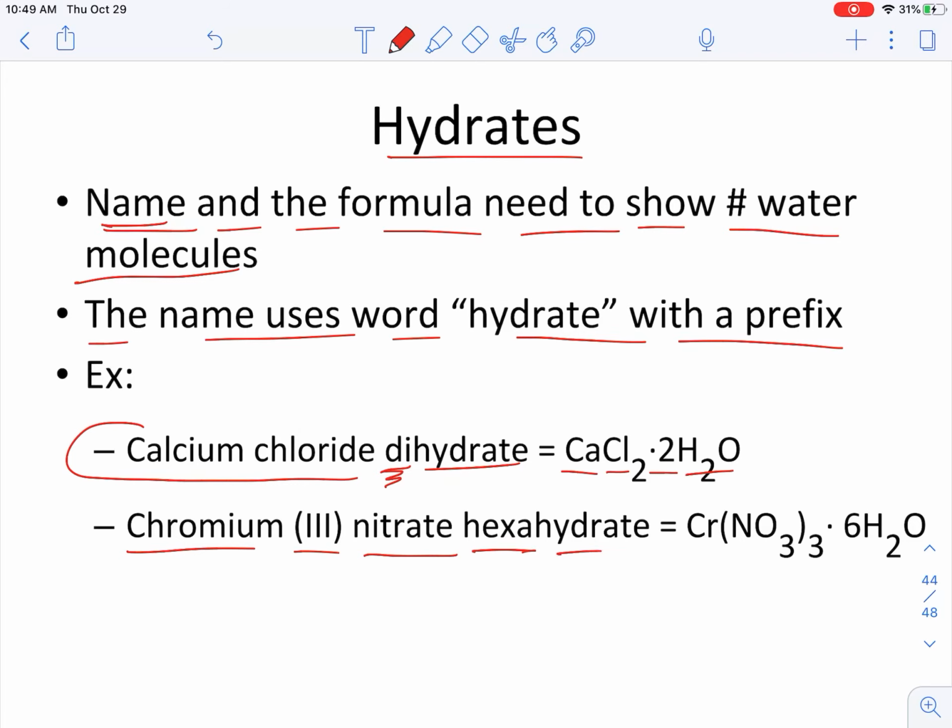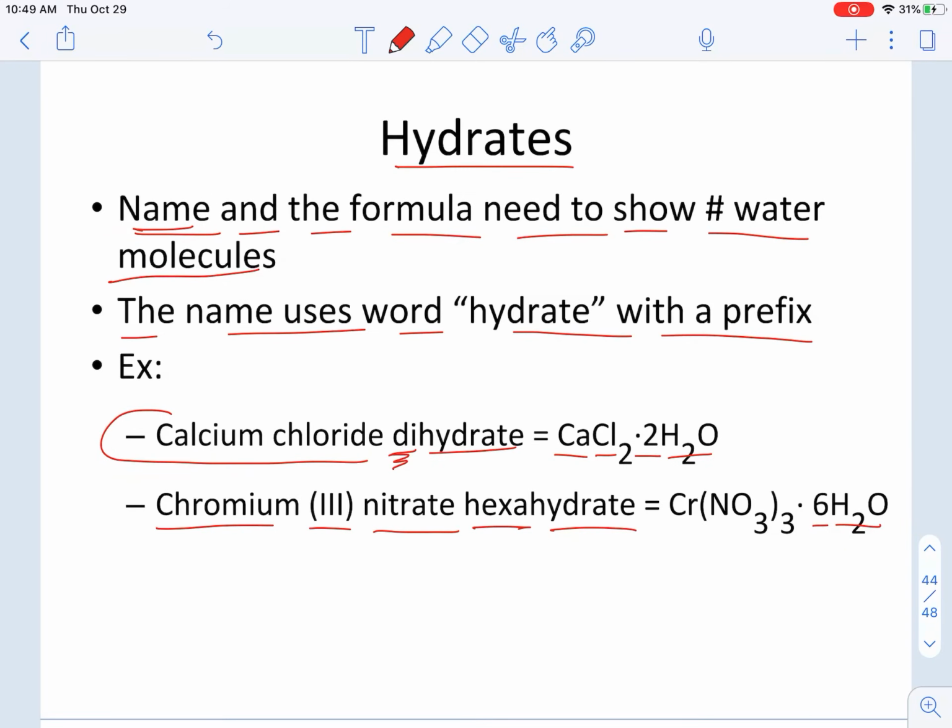Chromium 3 nitrate hexahydrate means that there are 6 waters. So you'd have your ionic compound that you name and then your amount of waters. The amount of water determines the prefix that goes in front of the word hydrate. So that's just some background information. I'll ask you to practice a little bit how to name hydrates.